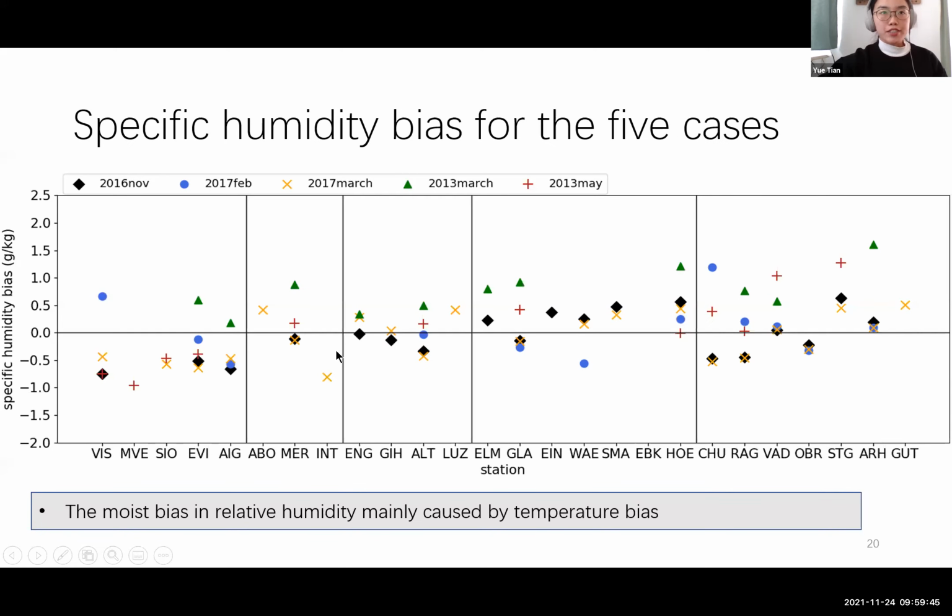And before, we observed this moist bias in relative humidity, but here in the specific humidity, you don't really see a tendency of moist bias or dry bias. So we could say the moist bias in relative humidity is mainly caused by the cold temperature bias.